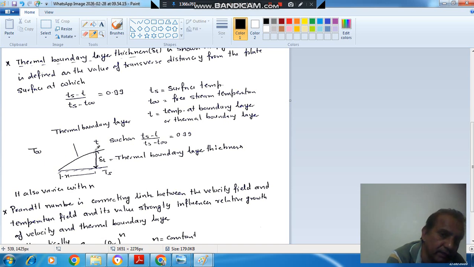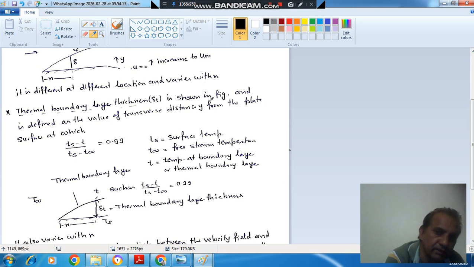So the temperature variation is like that: (Ts minus T) divided by (Ts minus T infinity) is equal to 0.99, and the locus of all such points is called the thermal boundary layer, and this is your thermal boundary layer thickness at location x. So this is the definition of thermal boundary layer thickness.